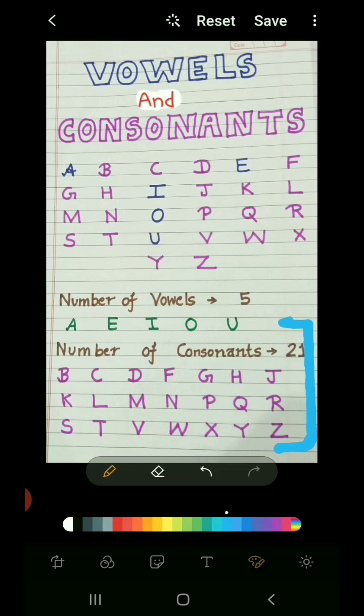So how many consonants do we have in the alphabet? 21. And how many vowels do we have? 5. Right? And what are the vowels? A, E, I, O, U.